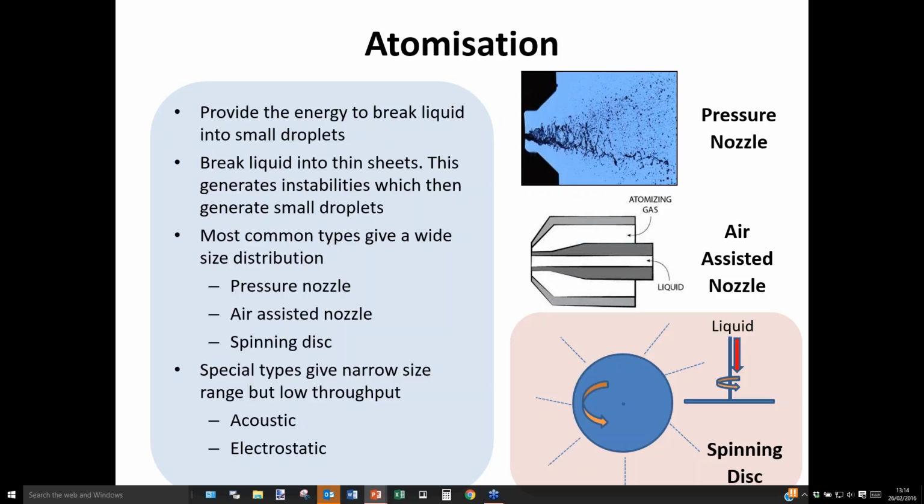There are specialized atomizers which I've listed at the bottom as a couple of examples. These give you a much tighter control, and it's possible to get a uniform droplet size with virtually no variation. But they're currently more expensive to operate and have restrictions on the viscosity that they can handle as well as the throughput.